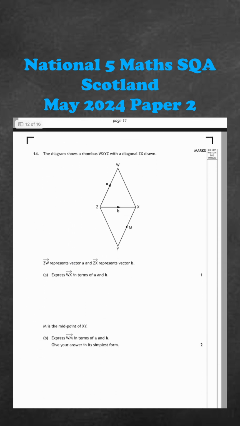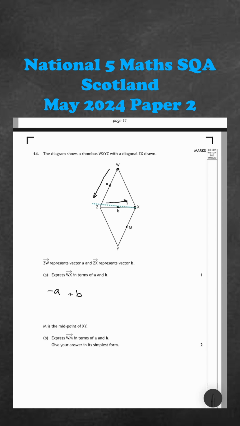Question 14. The diagram shows a rhombus WXYZ with a diagonal ZX drawn. ZW represents vector A and ZX represents vector B. Express WX in terms of A and B. We need to get from W to X. We need to go along A backwards and then along B. So minus A plus B.